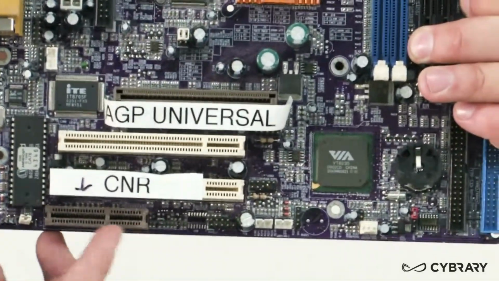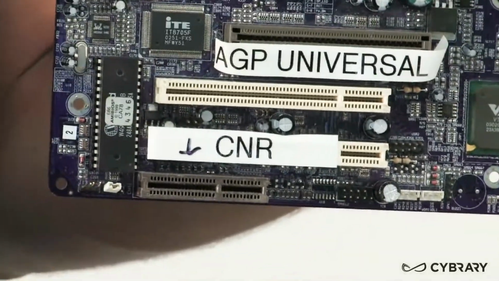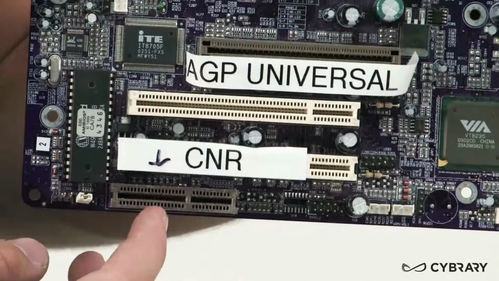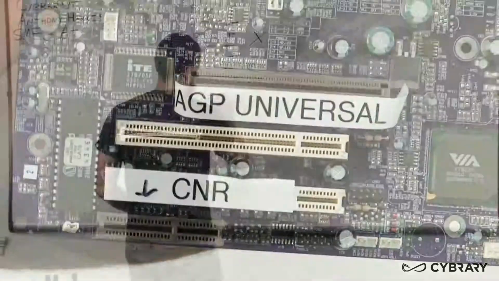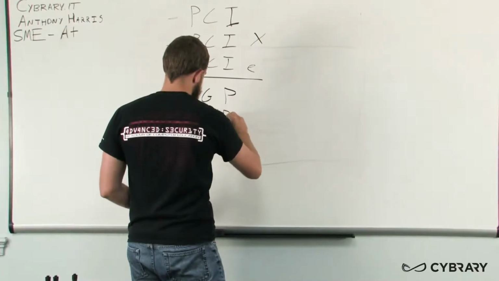So sort of like the AGP was our accelerated graphics port, our CNR port, our Communications Network Riser, allows us to have better audio channel support. So we have 2 more ports to add onto our list here, our AGP and our CNR.